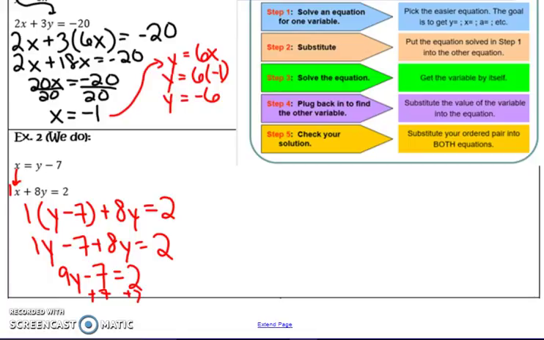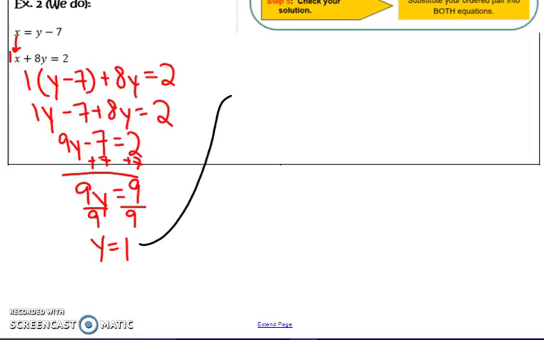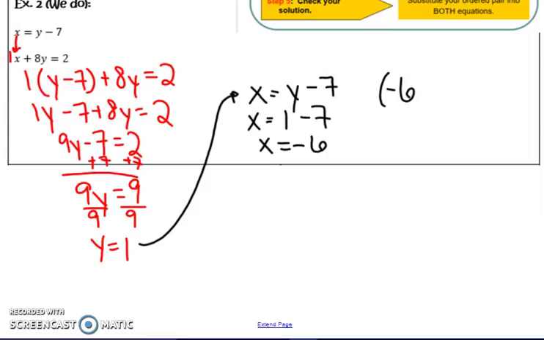I'm going to add 7 on both sides, and I'm going to get 9y equals 9. If I divide by 9 on both sides, I'm going to be left with y is equal to 1. Now, from here, we do have to solve for x. Again, we already have an equation that says x equals, so I'm going to use that equation. We know y is equal to 1, so I'm going to plug it in. In this case, x is equal to 1 minus 7, which is just equal to negative 6. So my answer for the second problem is negative 6, comma 1.